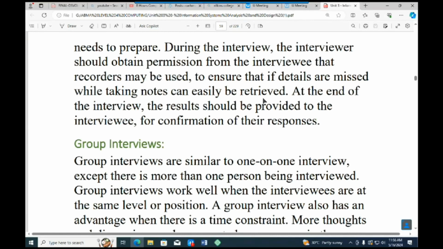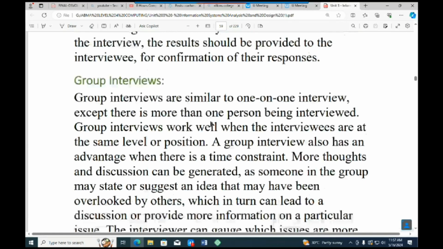By the end of the interview, you need to make sure that you are providing the results to the interviewee, so that the interviewee can confirm the responses that they have given through the interview.